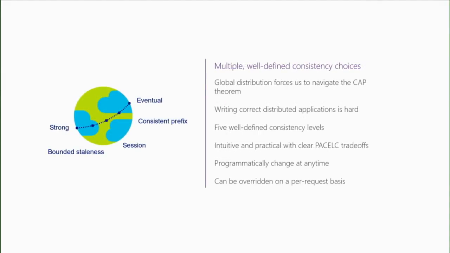We have multiple well-defined consistency levels. The state of the art before for most databases, at least most NoSQL databases, is you have your strong and eventual consistency levels. We've added 3 more in between, which are bounded staleness, session, and consistent prefix. I can go a little bit into detail afterwards if you guys do have questions on this.